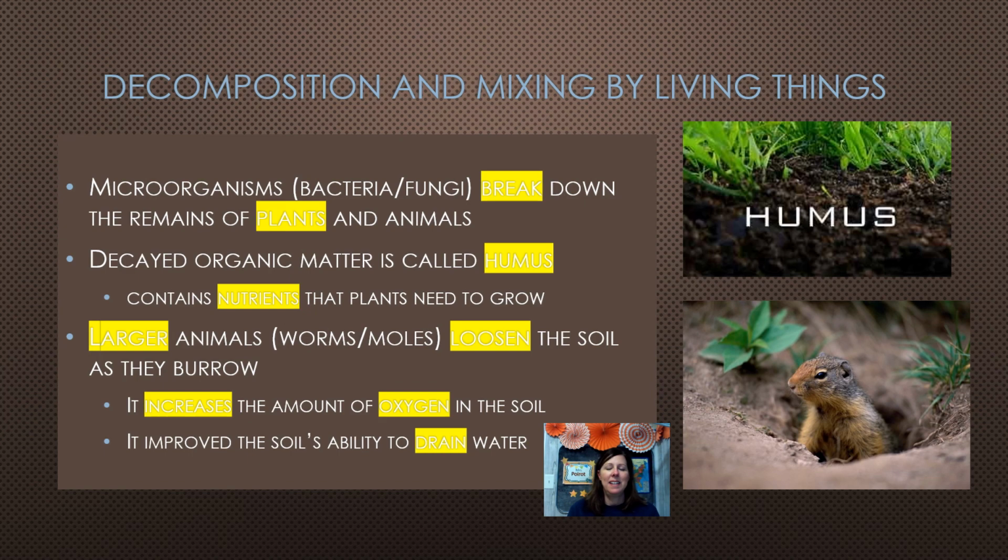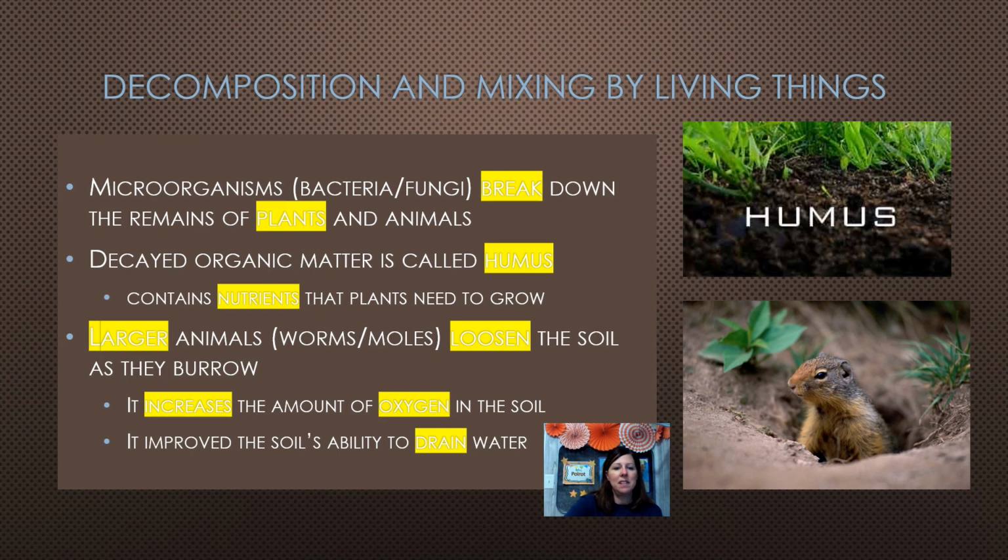That's the best thing to grow plants in. And if you have any gardens or anything in your house, a lot of times you'll probably go to Home Depot and buy some of this, because in Georgia we have clay and it doesn't really do a good job of growing things. We usually have to add something to it. So that decayed organic matter that is called humus has lots of nutrients that plants need to grow.